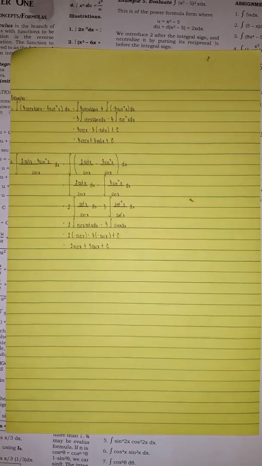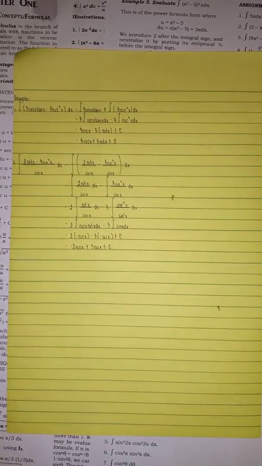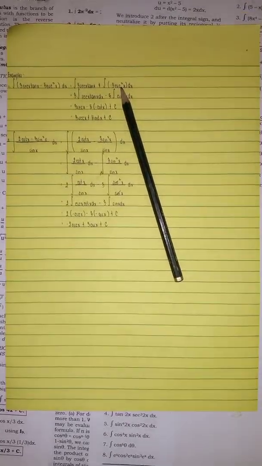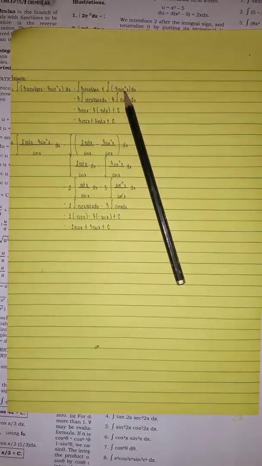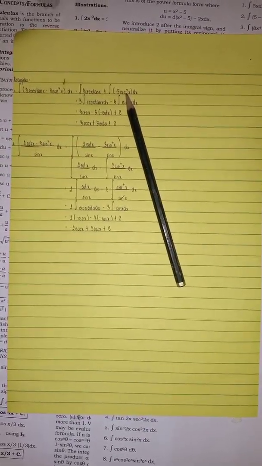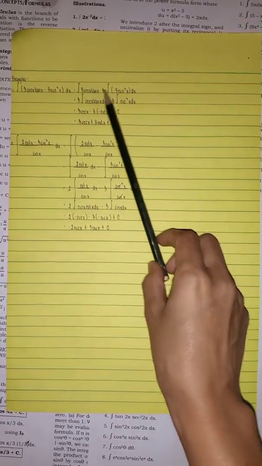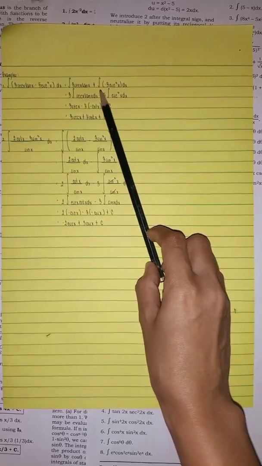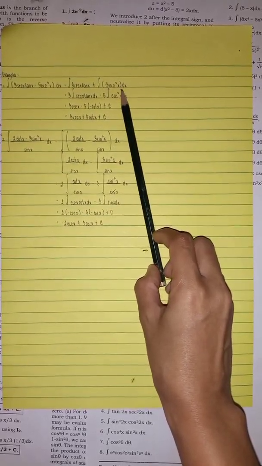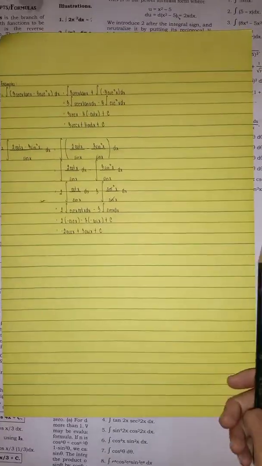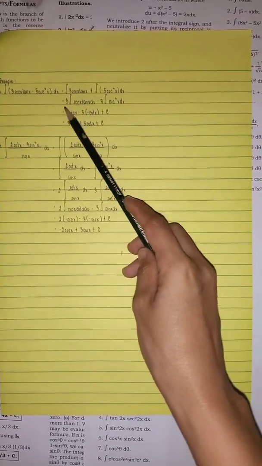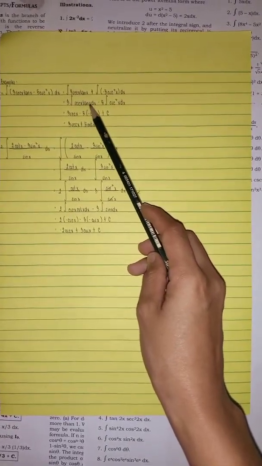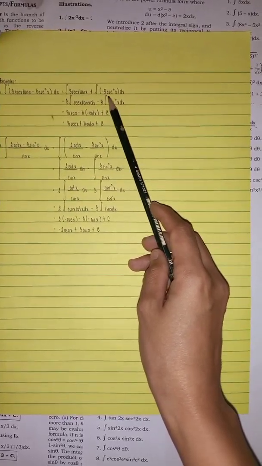Number 1. The integral of 3 secant x tan x minus 5 cosecant squared x dx. We will apply the distributive property for integrals. Since we have two functions, we can distribute this integral, so we have the integral of 3 secant x tan x plus the integral of negative 5 cosecant squared x dx. We can move the constants. We have 3 integral of secant x tan x dx minus 5 integral of cosecant squared x dx.